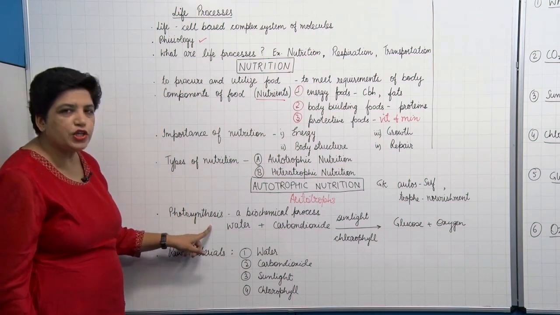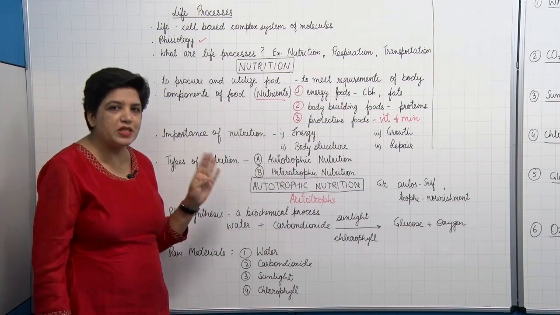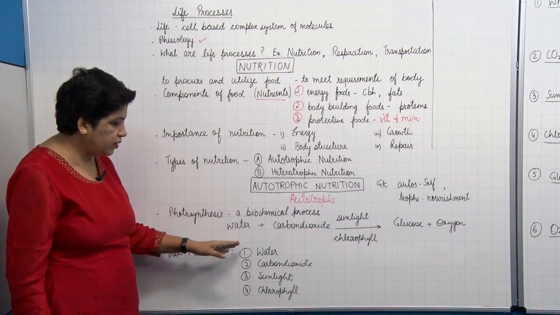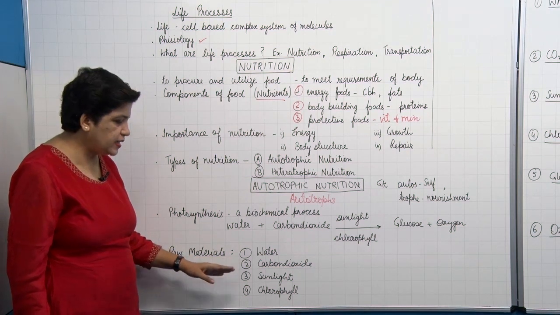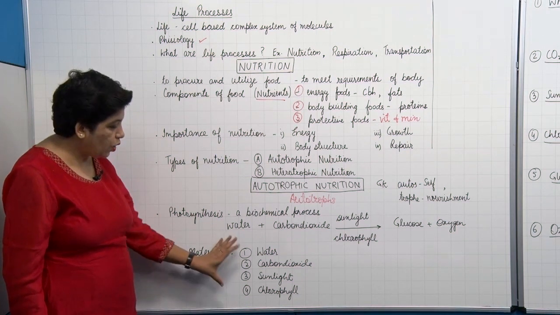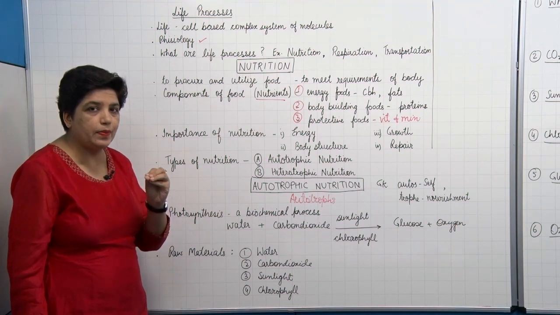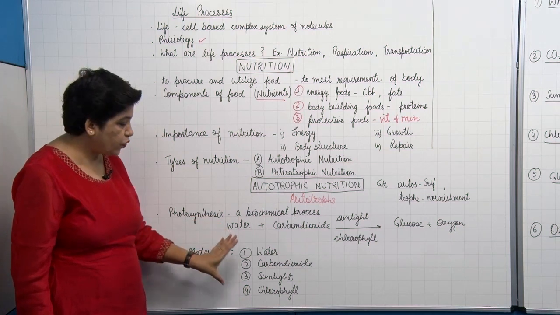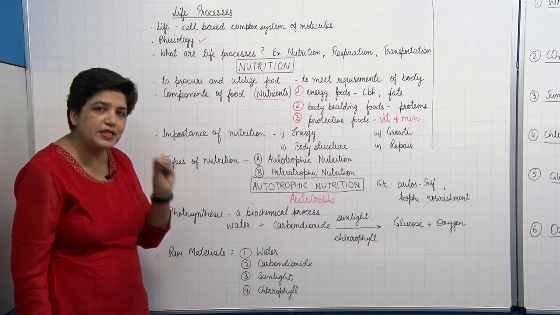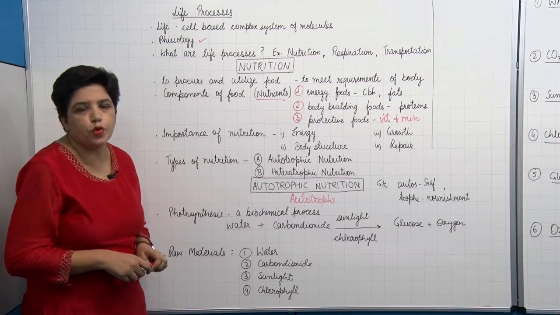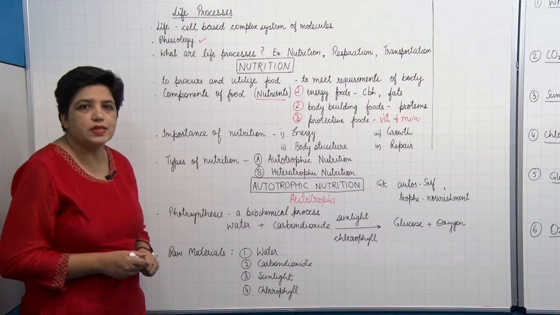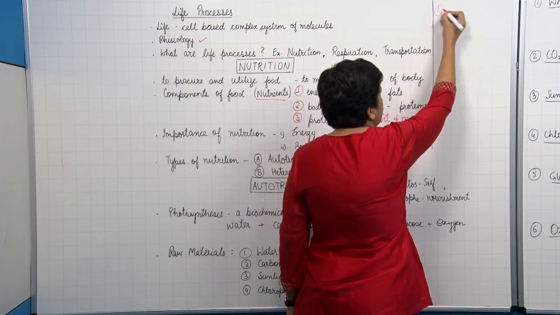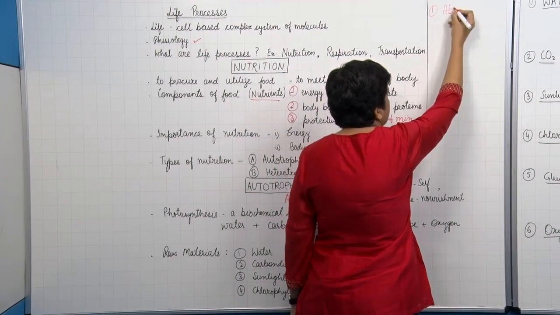From this reaction you can see there are basically 4 raw materials which a plant requires to carry out this process. That is water, carbon dioxide, sunlight and chlorophyll. Now if all these 4 components are available in the green leaf, because the chlorophyll is present in the green leaves, the photosynthesis process takes place. This process takes place in 3 major steps. The first step is absorption of carbon dioxide.